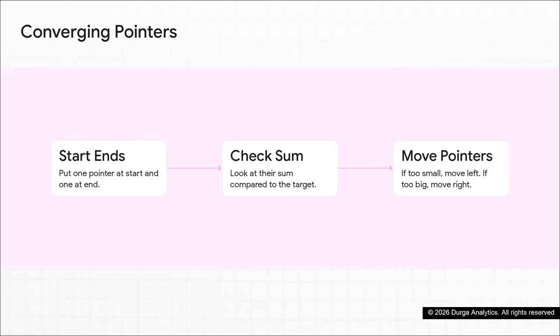Quick pro tip here, you can also run two pointers in the same direction but at different speeds. We call that the fast and slow pointer trick, and it's a total game changer for detecting cycles in a linked list or doing in-place deduplication. But the core philosophy, one single efficient pass.